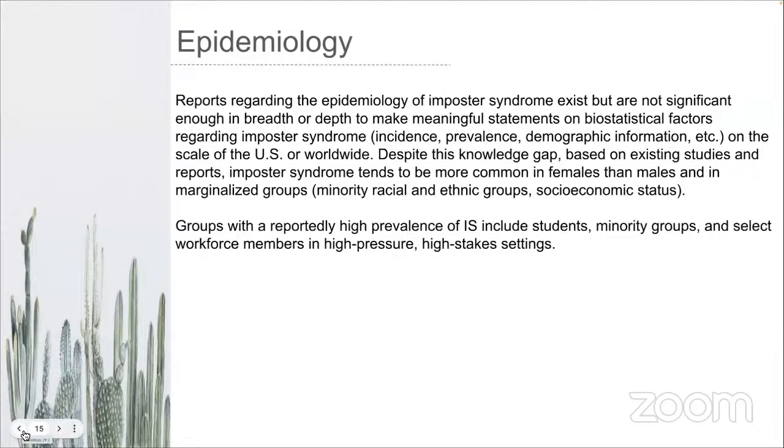Now let's talk about the epidemiology. Reports regarding the epidemiology of imposter syndrome exist, but are not significant enough in breadth or depth to make meaningful statements on biostatistical factors regarding imposter syndrome on the scale of the US or worldwide. Despite this knowledge gap, based on existing studies and reports, imposter syndrome tends to be more common in females than males, and in marginalized groups; ethnic and racial minorities tend to have more imposter syndrome within them.